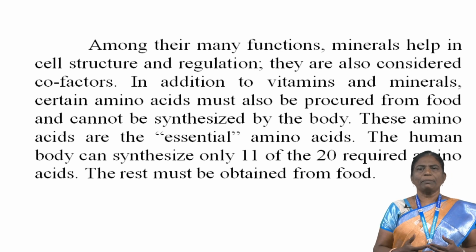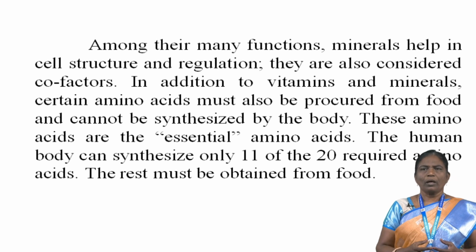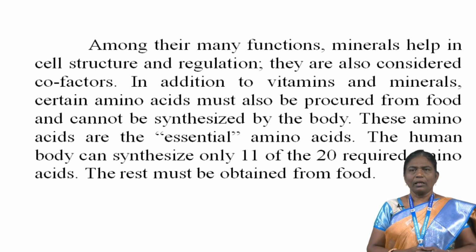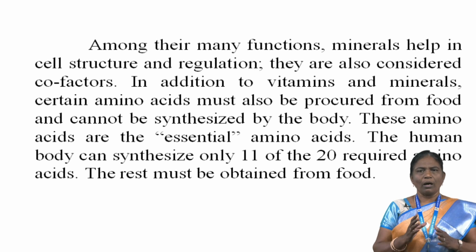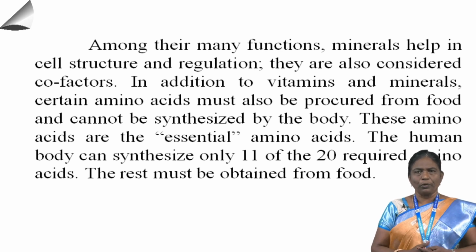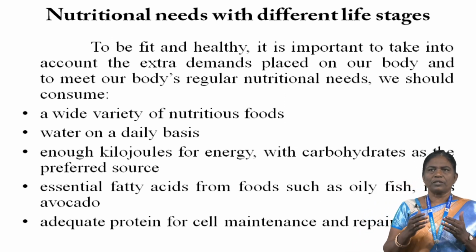In addition to vitamins and minerals, certain amino acids must also be procured from food and cannot be synthesized by the body. These amino acids are the essential amino acids. The human body can synthesize only 11 out of 20 amino acids. The rest may be obtained from food only. Let us see something about nutritional needs in the different life stages.